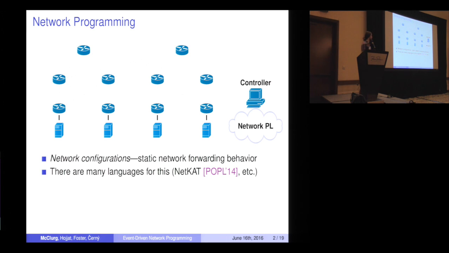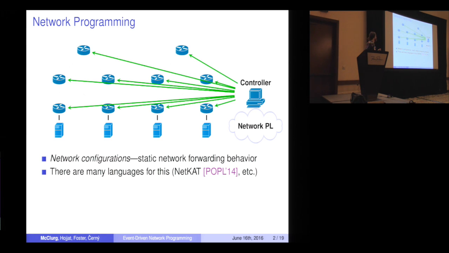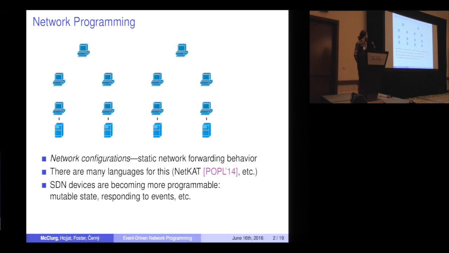NetKAT is an example of that. The way these work is by instructing the SDN controller to program rules onto each of the switches in the network, and that defines the forwarding configuration for that moment in time.